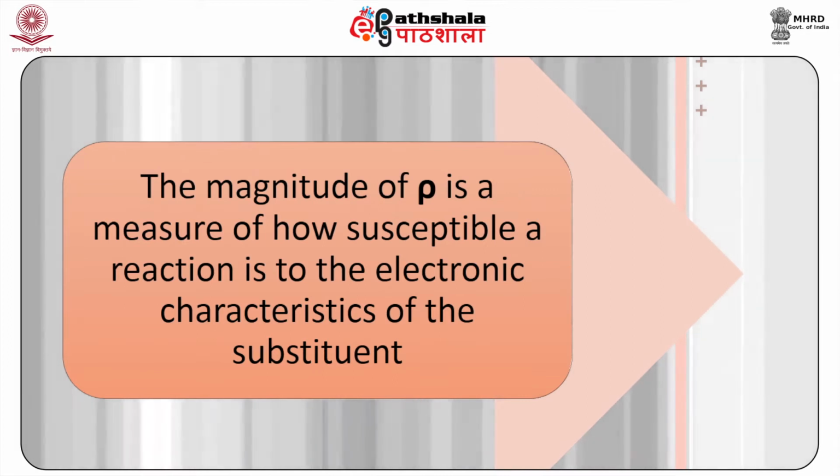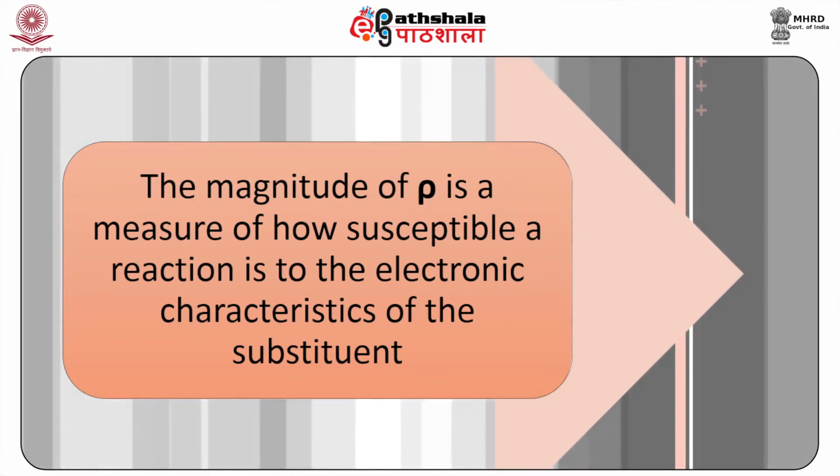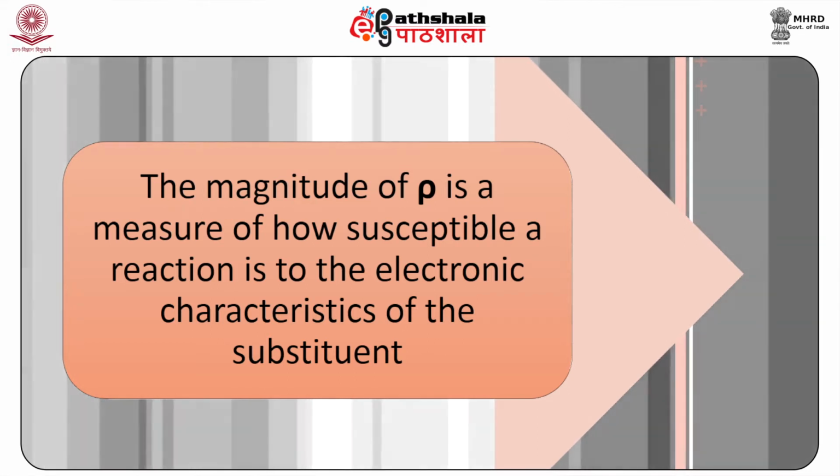The magnitude of rho, students, is a measure of how susceptible a reaction is to the electronic characteristic of the substituent. The Hammett equation gave fairly good correlations for the effect of meta and para substituents in the aromatic ring system to the rate of reaction for many different reactions such as esterifications, electrophilic addition to phenylalkenes, elimination reactions, nucleophilic substitutions, etc.